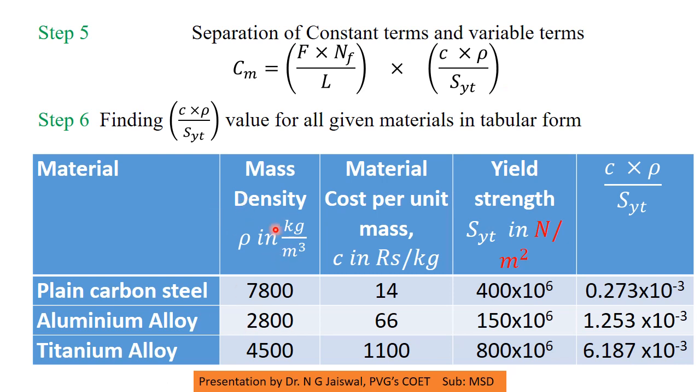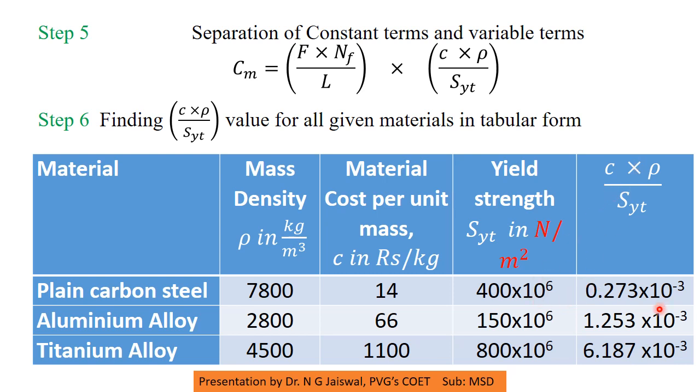Earlier table in which rho is given, C is given, yield strength is given. We find out another parameter now, C into rho divided by SY. Only thing that you have to take precaution of is unit consistency here. C is in rupees per kg, rho is in kg per meter cube. That's why SYT must be in Newton per meter square, not in Newton per mm square, because in the original table it was given in Newton per mm square. That's why while writing this I have converted it. Okay, so that precaution you have to take regarding unit consistency.